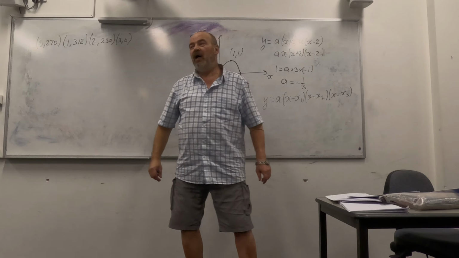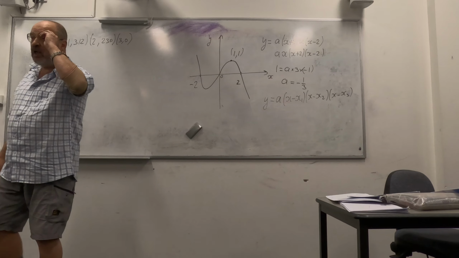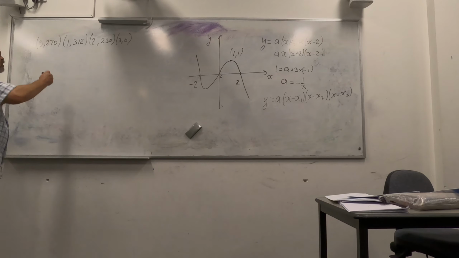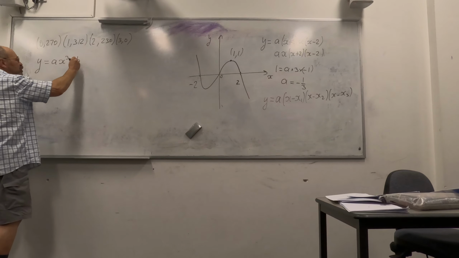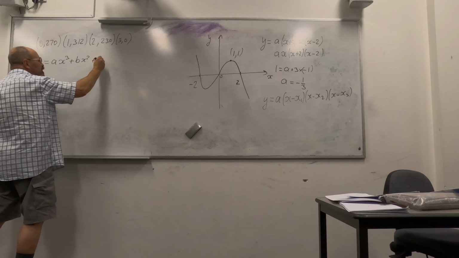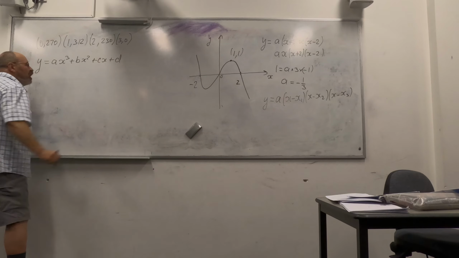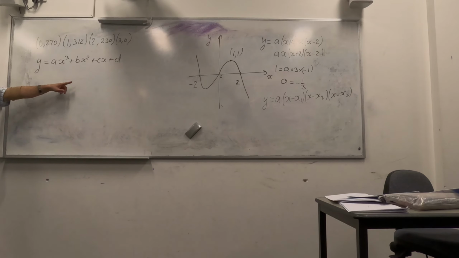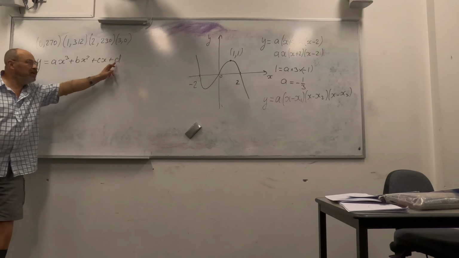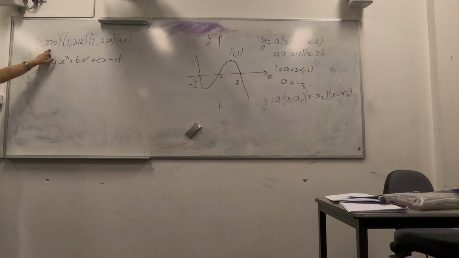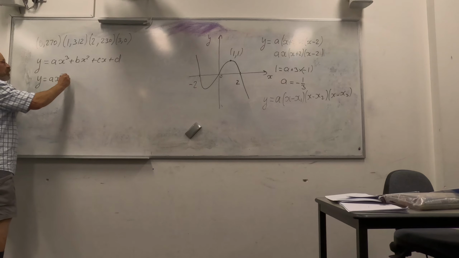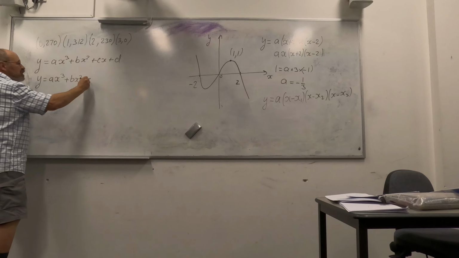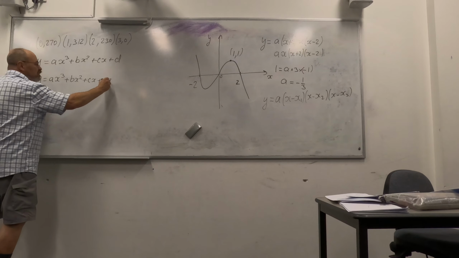So what form of cubic equation do we need to use? Y equals ax cubed plus bx squared plus cx plus d. Which of them can we tell straight away? D, because when x equals 0, that will be the y-intercept. So we already have y equals ax cubed plus bx squared plus cx plus 270.